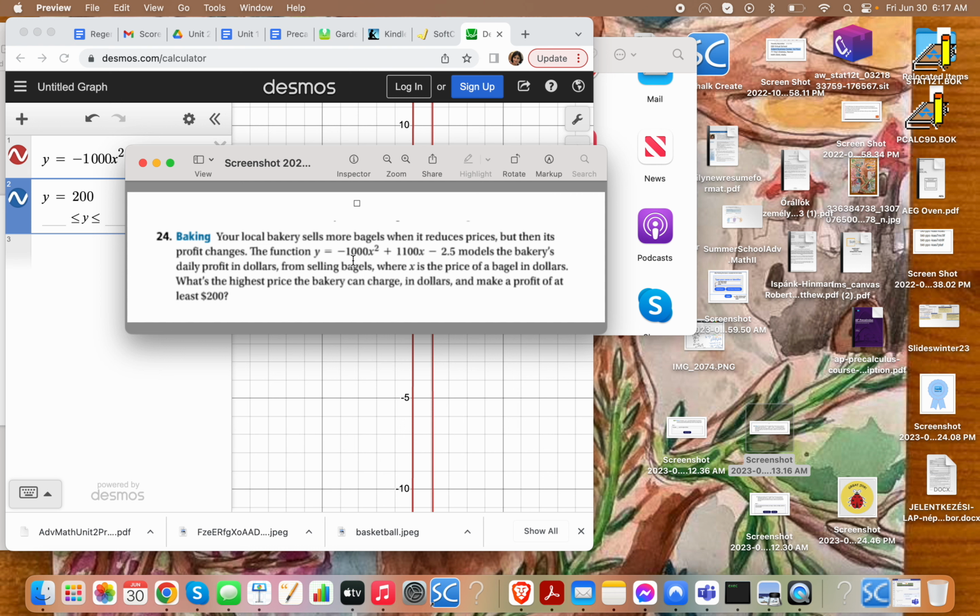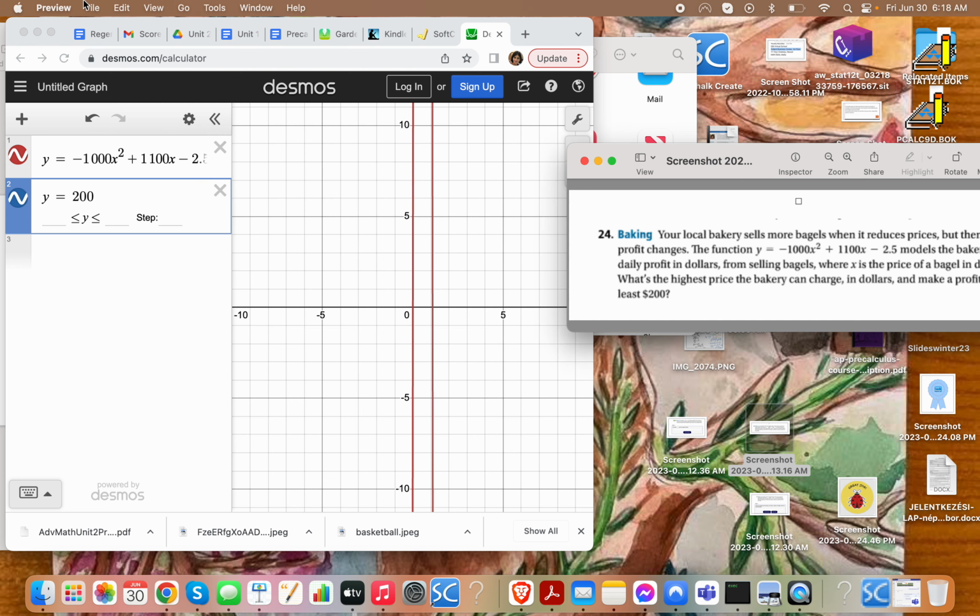The function y equals negative 1,000 x squared plus 1,100 x minus 2.5 models the baker's daily profit in dollars from selling bagels, where x is the price and y is the profit, so it's how much money they're making. So on the x-axis we have the price, and on the y-axis we have the money. It says, what is the highest price the bakery can charge in dollars and make a profit of at least 200?